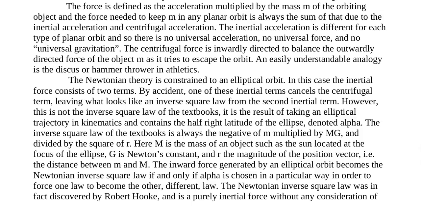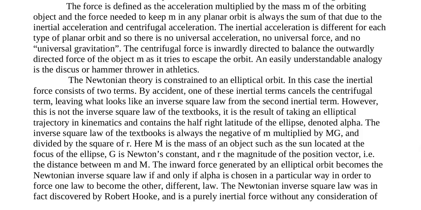The Newtonian theory is constrained to an elliptical orbit. In this case, the inertial force consists of two terms. By accident, one of these inertial terms cancels the centrifugal term, leaving what looks like an inverse square law from the second inertial term. However, this is not the inverse square law of the textbooks. It is the result of taking an elliptical trajectory in kinematics and contains the half-right latitude of the ellipse, denoted alpha.